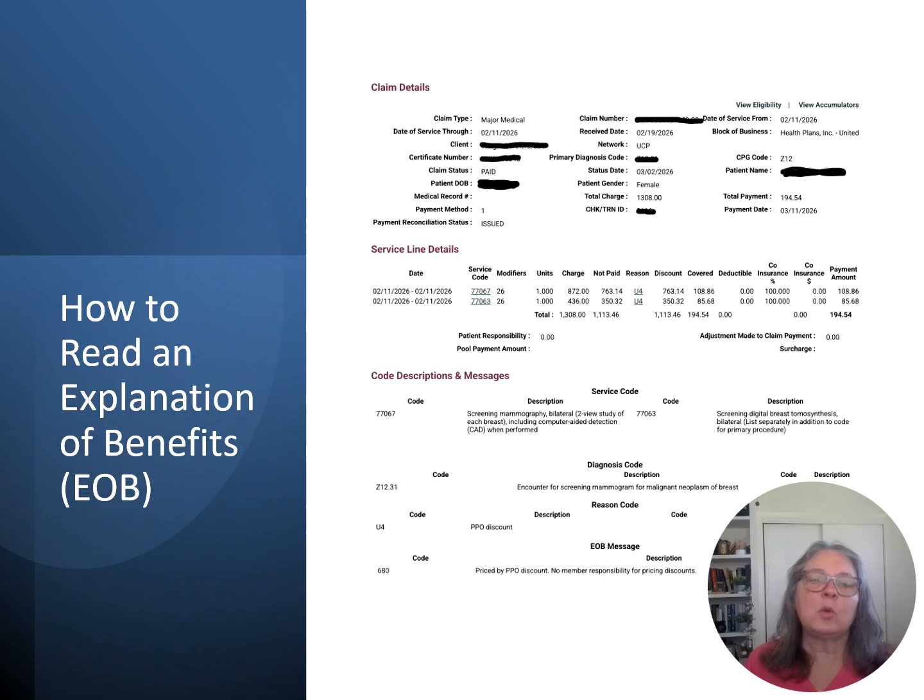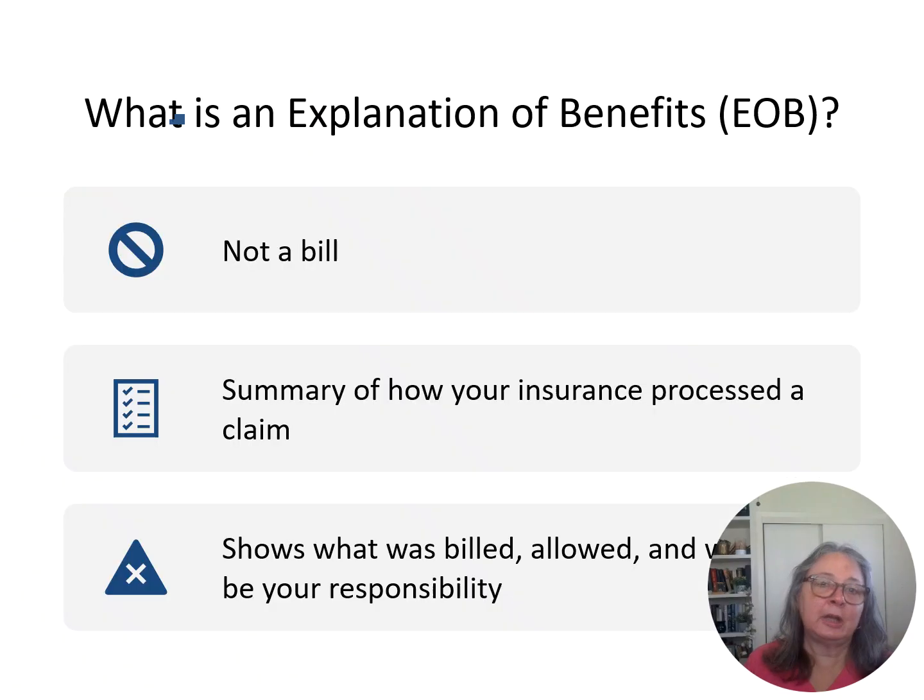In this video, we're going to talk about something that confuses a lot of people, the explanation of benefits, often called an EOB. An explanation of benefits is not a bill. That's one of the most important things to remember. The EOB is just a document sent to you by your insurance company. It explains how the claim was processed after the provider submits it to your insurance, okay?